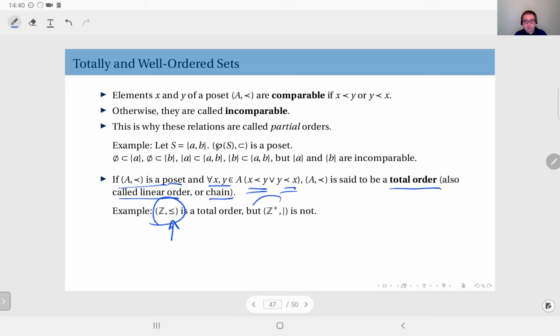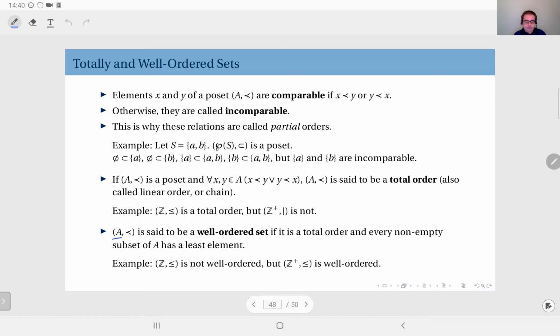But this one is not a total order because the set of positive integers, for instance, 2 is related to 4, yes, but 2 is not related to 3. 3 is not related to 2. 2 and 3 are incomparable. So this is a partial order, but it's not a total order.